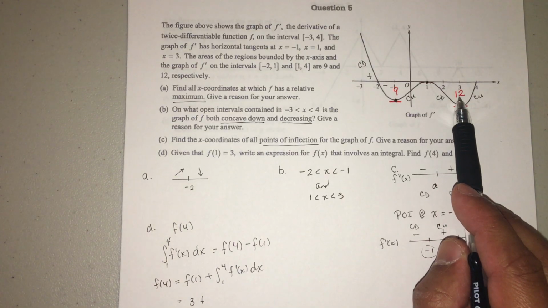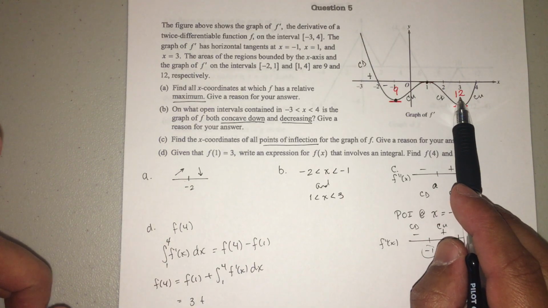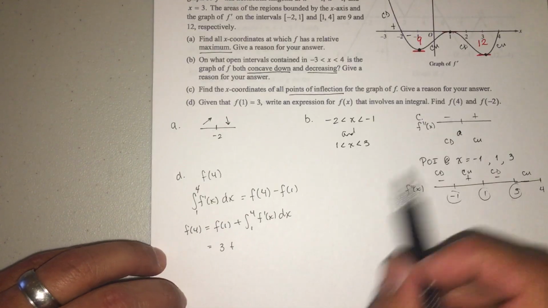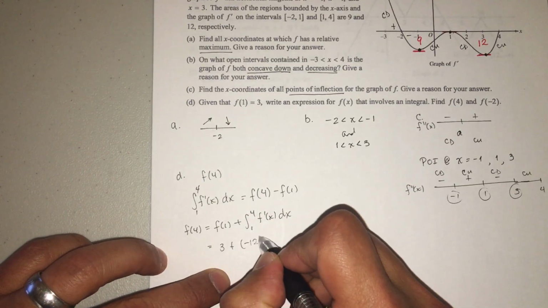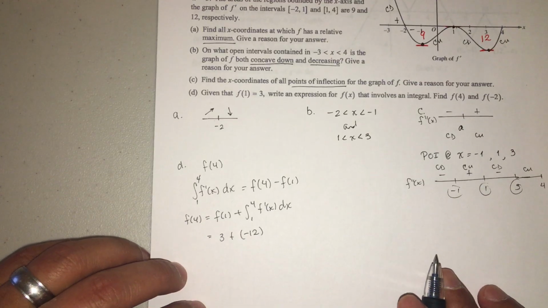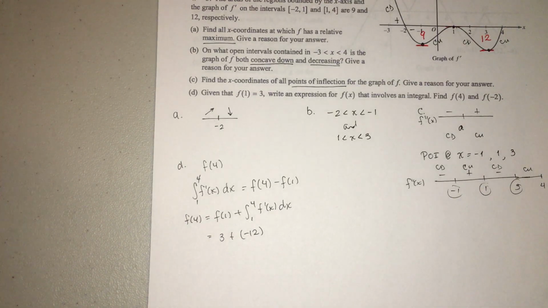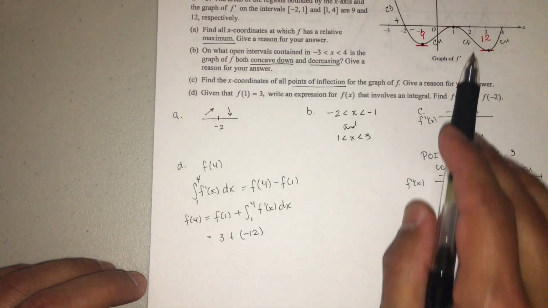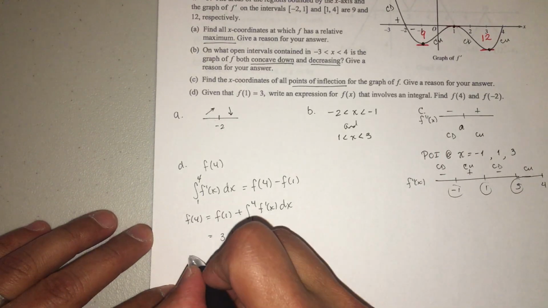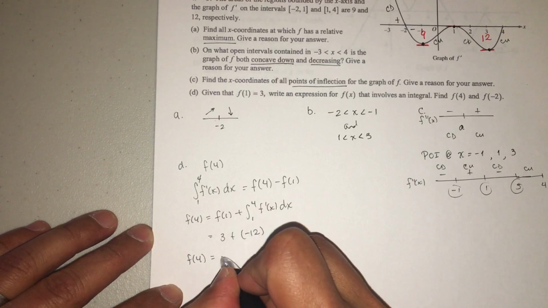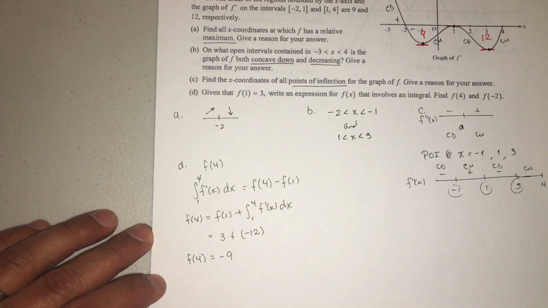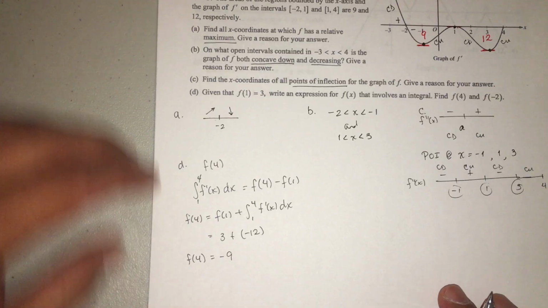Now be careful. The area is 12, but the integral is not 12. The integral, because it's below the x-axis, is going to be negative 12. So be careful with that when they ask you, okay? You don't go to Home Depot and say, I want negative 12 square feet. They're going to think you're crazy, right? But the integral can be negative, all right? So f of 4 is going to equal, what is that, negative 9? Yeah. All right, we found f of 4.